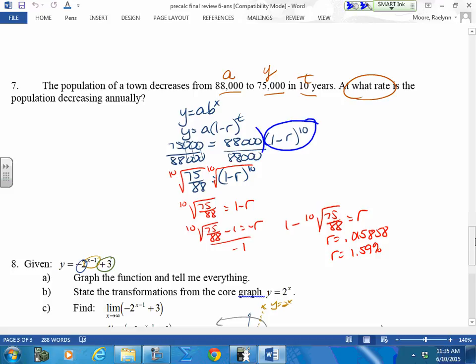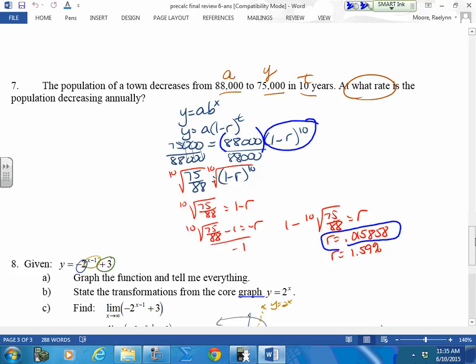This is a factor. So if you divide by this, like if this had a square, you would take the square root of both sides. Since it's raised to the 10th power, you can take the 10th root of both sides, and then solve for r. It's got to be a really small number because it's a rate.